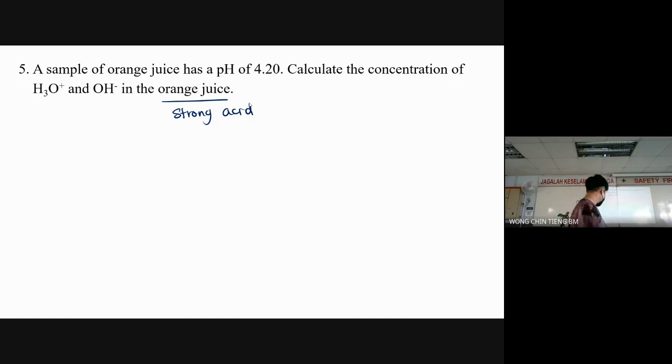So, how do I get it? Daripada pH, kamu boleh dapat apa dulu? Concentration. Concentration apa? H3O+. Alright? So when you have the concentration of H3O plus already at this moment, what method do you think you will use to calculate the OH? Do you still use the pOH? KW, right? You'll be using your KW over here.